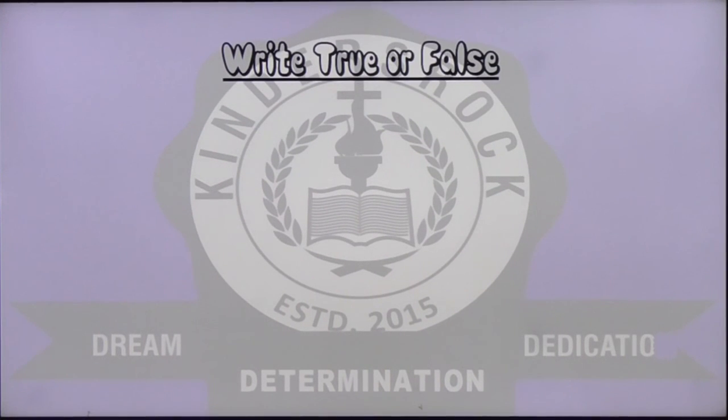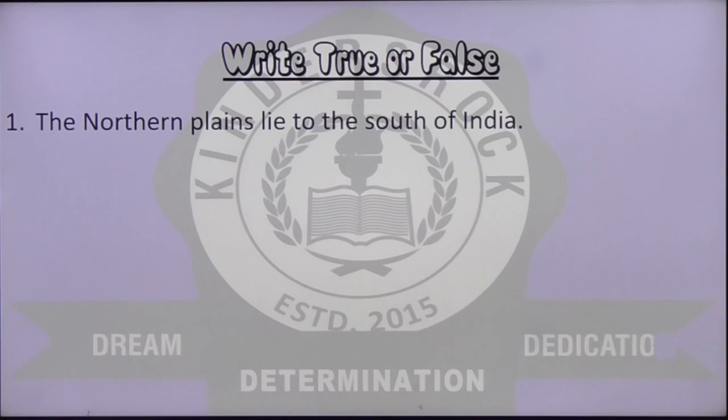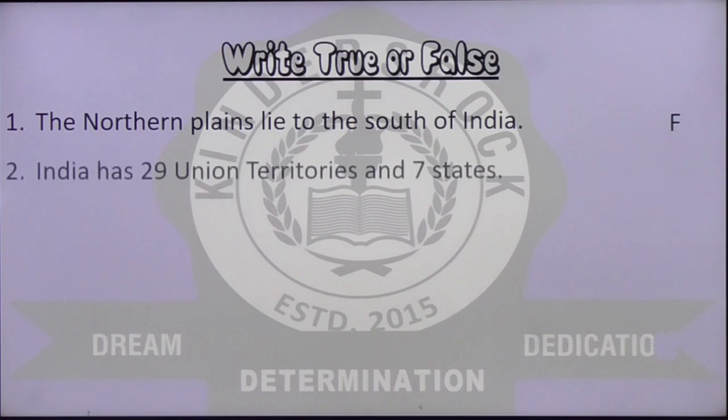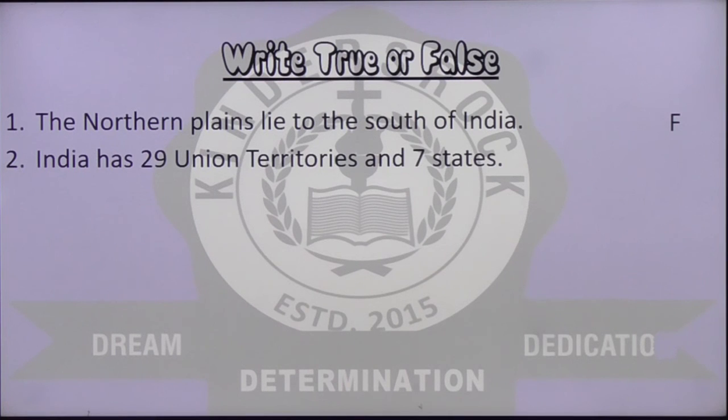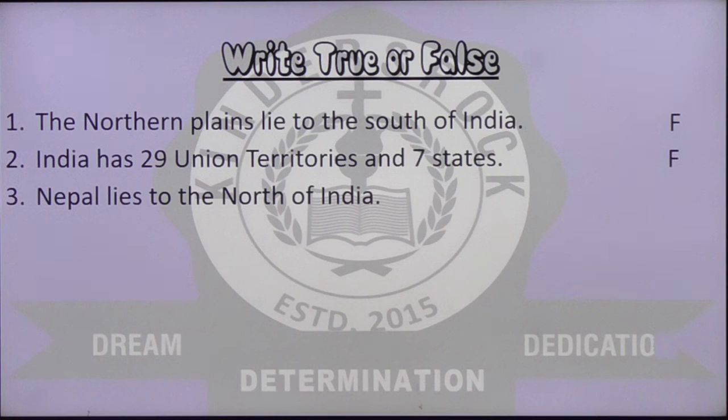True or false statements. The northern plains lies to the south of India. No way. It is towards the north of India. The statement is false. India has 29 union territories and 7 states. No. It has 29 states and 7 union territories. Therefore, the statement is false. Nepal lies to the north of India. That's a true statement.